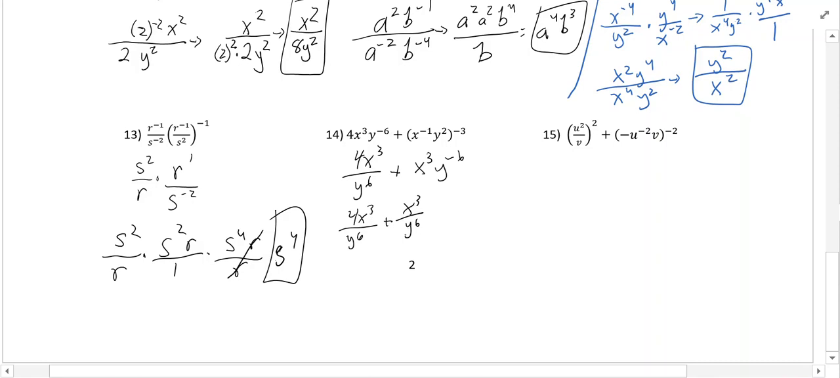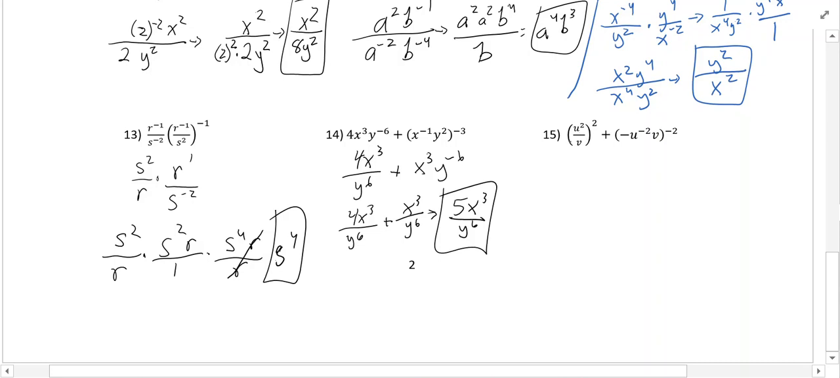So then now they have a common denominator of y to the 6th. So that means I can just add the numerators. So 4x cubed plus 1x cubed gives me 5x cubed. And remember, when you add or subtract fractions, the denominator just stays. So it's just y to the 6th.